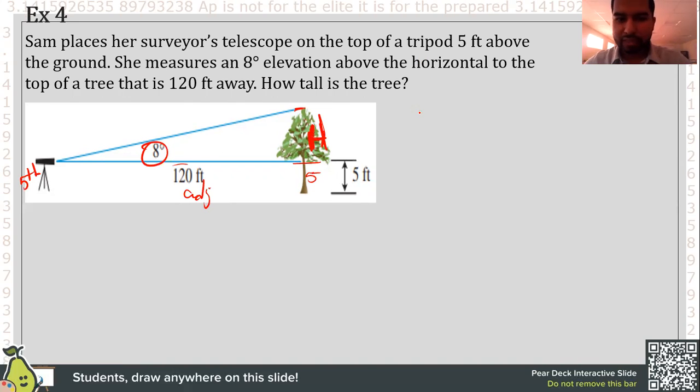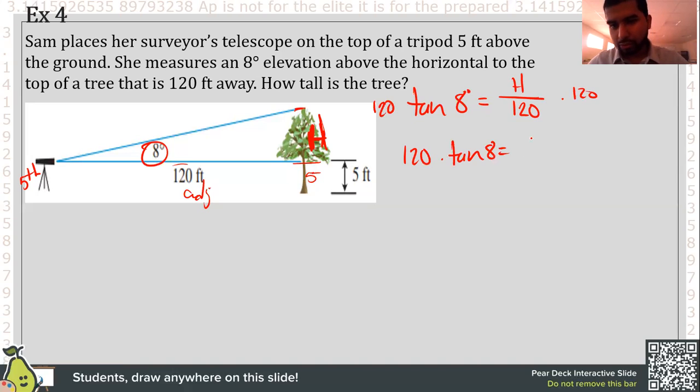So we have tangent of 8 degrees is equal to my height, right? My tangent is opposite over adjacent, so my height divided by my adjacent, which is 120. Okay. From here, we're not done because we still need to go ahead and add that 5 feet. So we're going to solve for h by multiplying by 120 on both sides. So we have 120 times our tangent of 8 is equal to h.